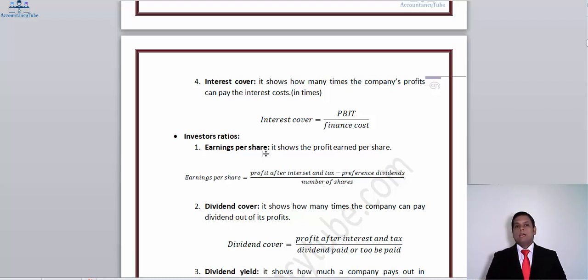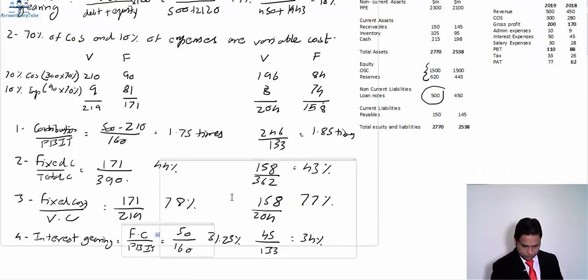What this tells us is how many times the company can pay its interest costs, provided all other elements remain the same, provided the interest cost remains the same. For example, if it costs 50 and we are making a profit of 200, we can pay the interest 4 times from our profits. So we can borrow even more funds from the profits perspective, which are subject to fluctuations. So let's compute that. It shows how many times the company profits can pay the interest cost.